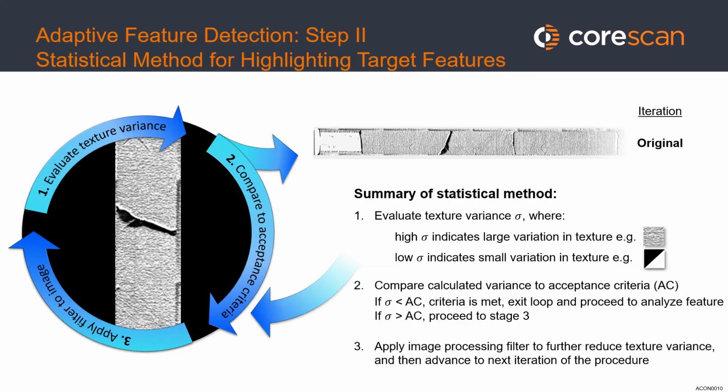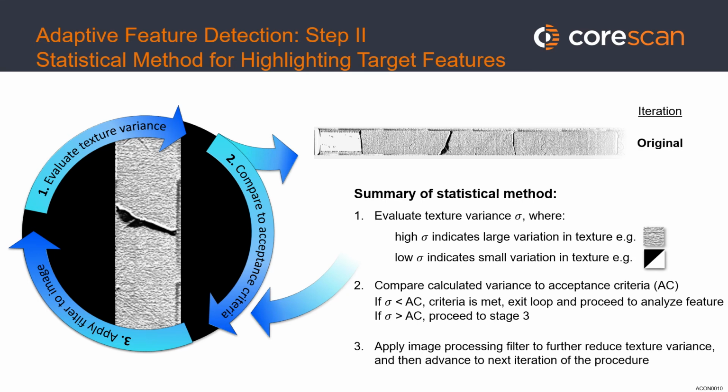For this reason, we have developed a statistical method to highlight target features, which is robust against variation in core texture, competency, and resolution. This is an iterative method which starts with an evaluation of texture variance, which is then compared against an acceptance criteria. If the criteria is not met, an image processing filter is applied to further reduce texture variance, and then the process is repeated.